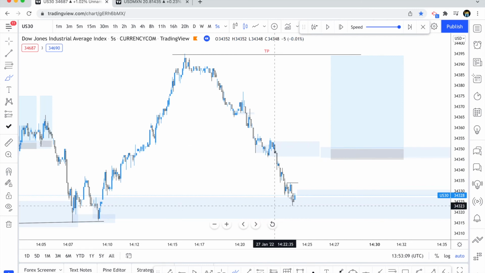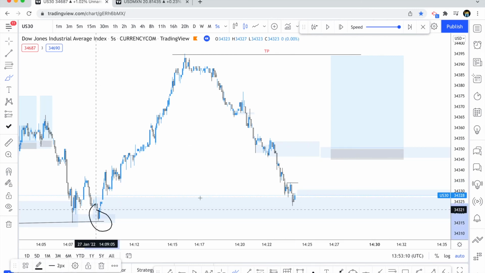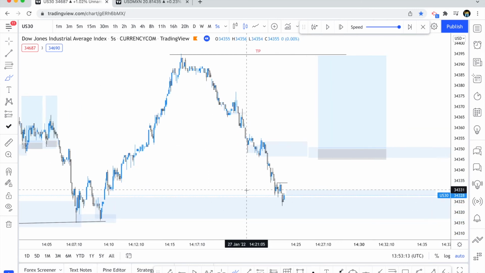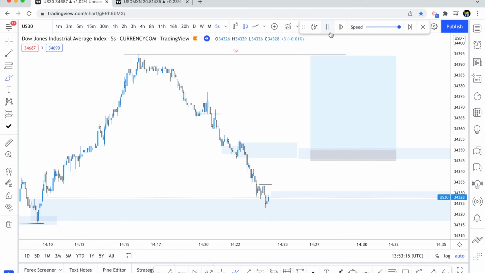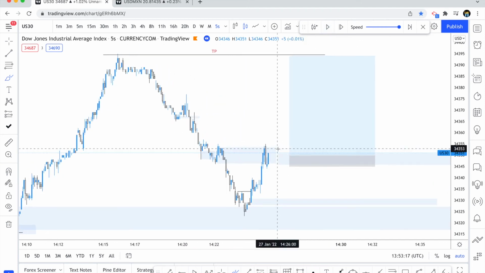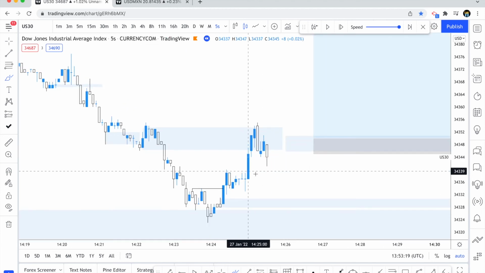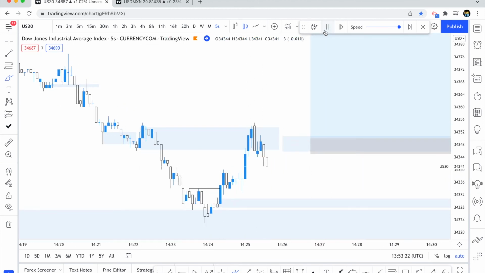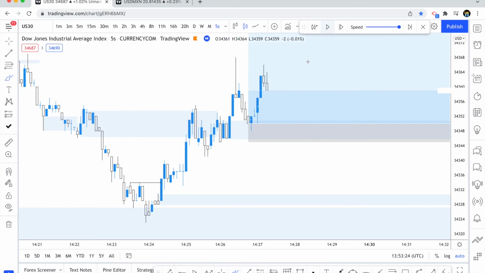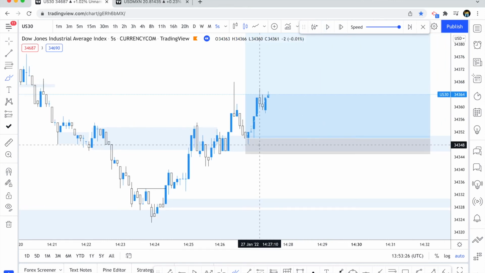Okay, never mind. Price did come to the order block that I was looking at. I didn't buy here. I don't know what I was doing again. Unfortunately, it would have been nice to buy from this area. Okay, so here's what happened here. Here's why I bought here. Again, let me just use this.